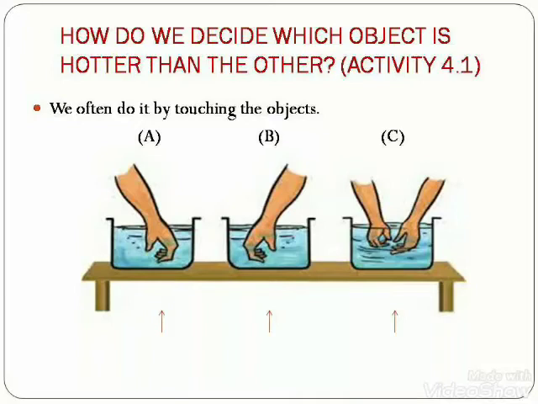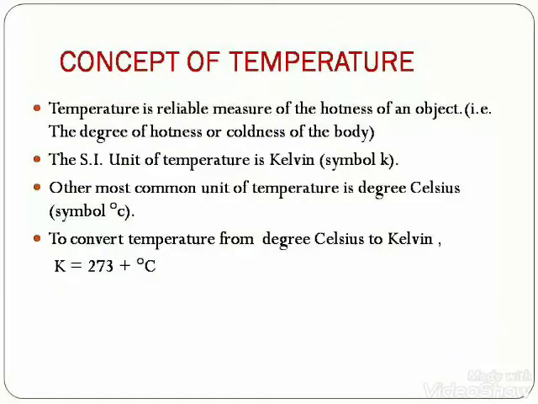Next topic is the concept of temperature. First, what is temperature? It is the measure of hotness of an object. In other words, we can say temperature is the degree of hotness or coldness of the body. The SI unit of temperature is Kelvin. It is denoted by the symbol K. The other most common unit of temperature is degree Celsius. To convert temperature from degree Celsius to Kelvin, the formula is K = 273 + degree Celsius.